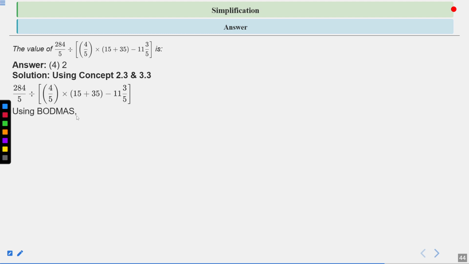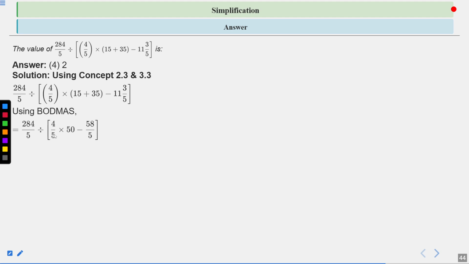So by using the BODMAS, we can write it 284 by 5 divided by in large bracket 4 by 5 multiplying by, because first we solve the small bracket. So what we get: 35 plus 15, which becomes 50, minus this mixed fraction, we can write it in fraction form. So what we get? We get 58 by 5. 11 into 5, 55 plus 3. So what we get? 58 upon 5.